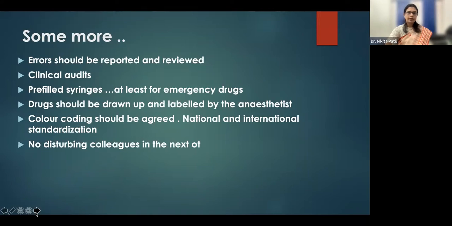No disturbing colleagues in the next room. Yes, in a multi-complex, particularly during maintenance of anesthesia. I have finished with my first induction and extubation, and I'm quite alert. But during maintenance, I try to go and visit the second theater. That disturbs and displaces whatever is going on in the mind of that patient or that anesthesiologist. So no disturbing colleagues in the next room.